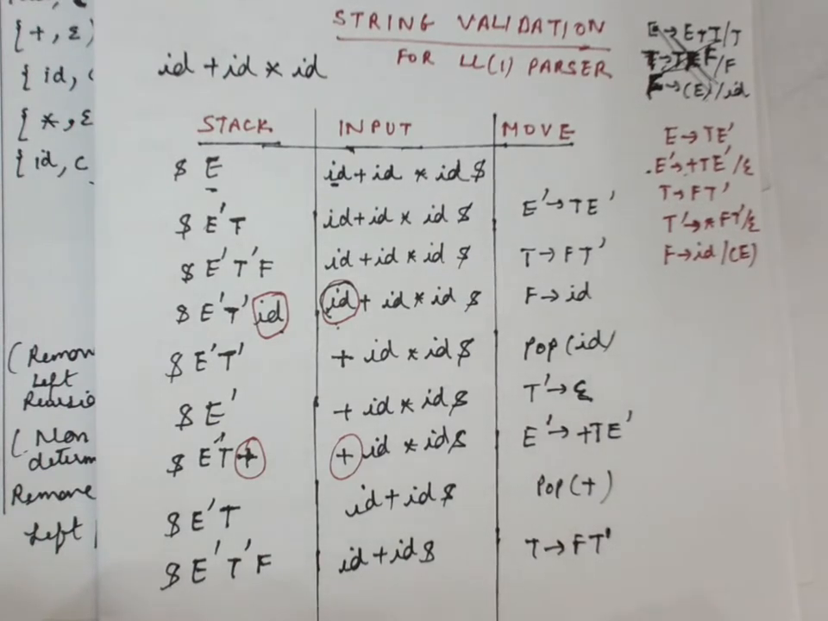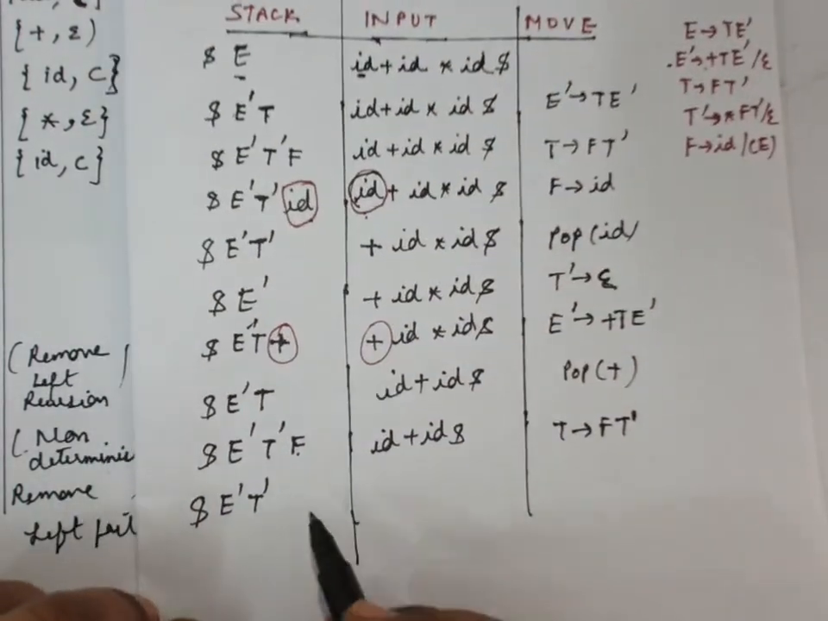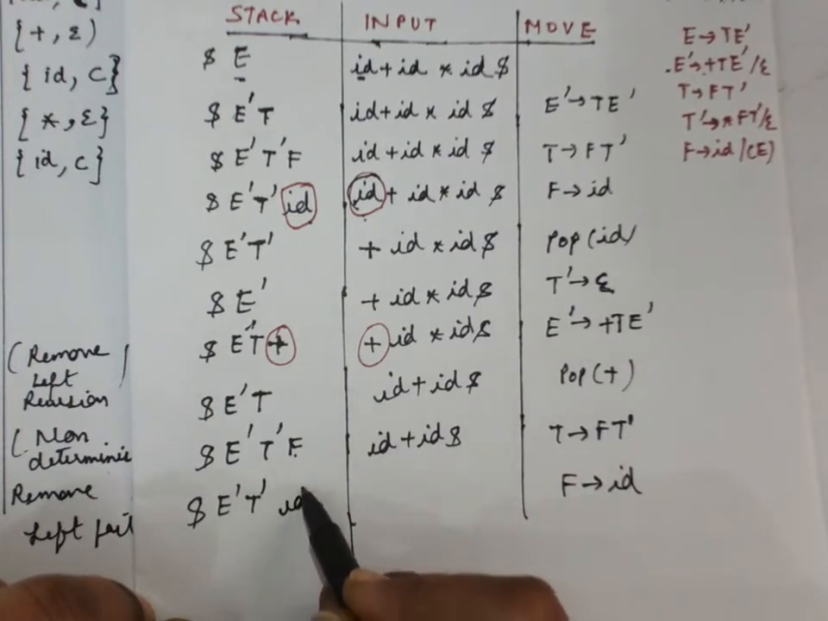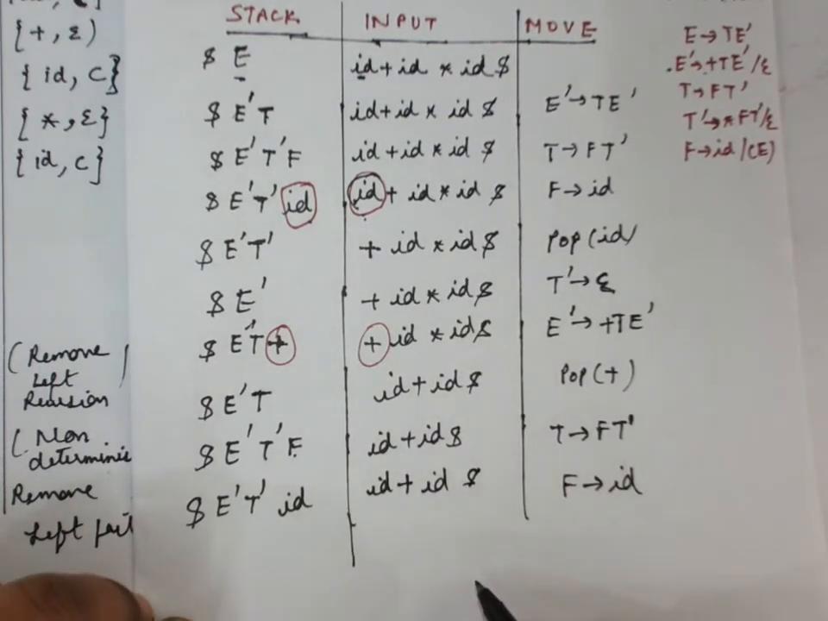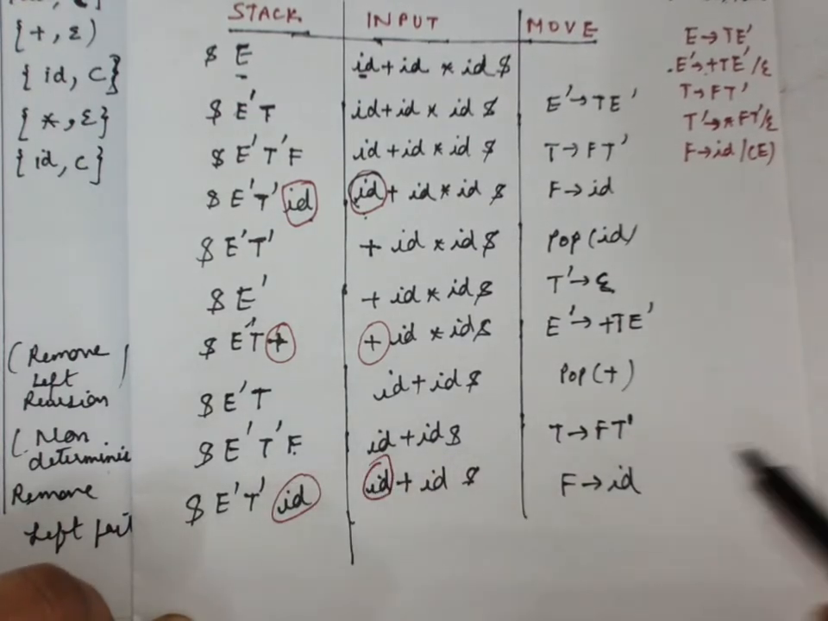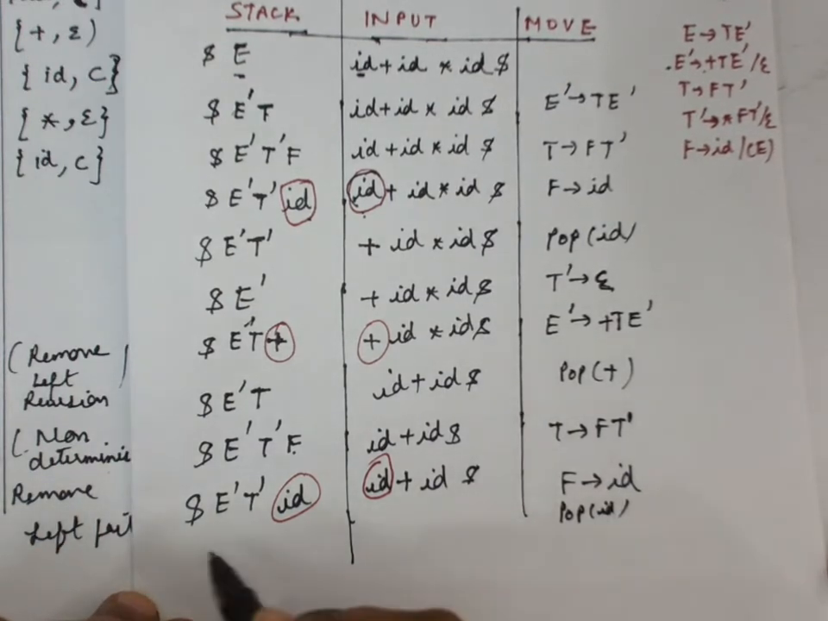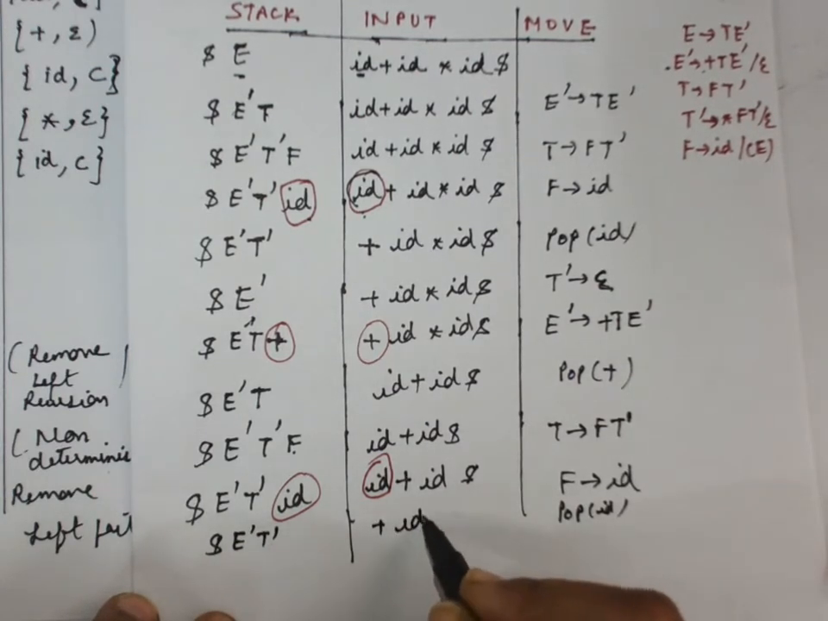Next again we will see, you have dollar, you have E dash, you have T dash, then you have F in id. You can see F in id, what we have is F gives id. So here you can write F gives id, that means you are writing id over here, then you have id plus id dollar. Again you have the same id over here, that means you can pop it out. So you will write here pop id, and then you have dollar, E dash, T dash, and then you have plus, id, dollar.